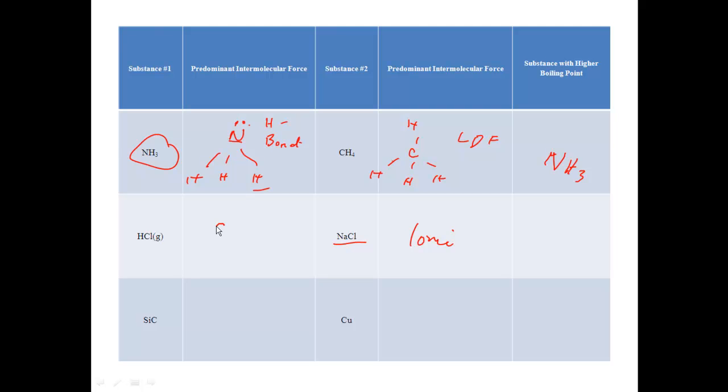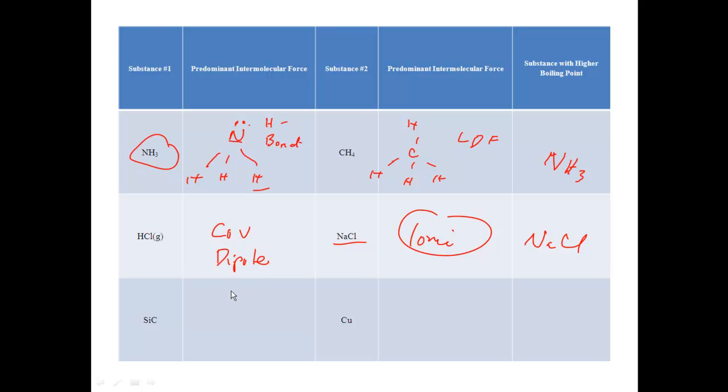This is clearly covalent of some sort. So HCl is going to be a 2.1 to 3.0, so this is going to be a dipole. And clearly ionic is stronger, so it's NaCl.